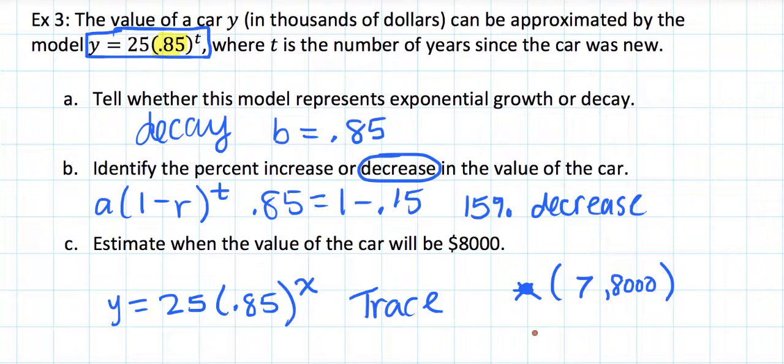So you'll see the x coordinate here is 7, which means the answer to this question is the car's value will be $8,000 after 7 years.